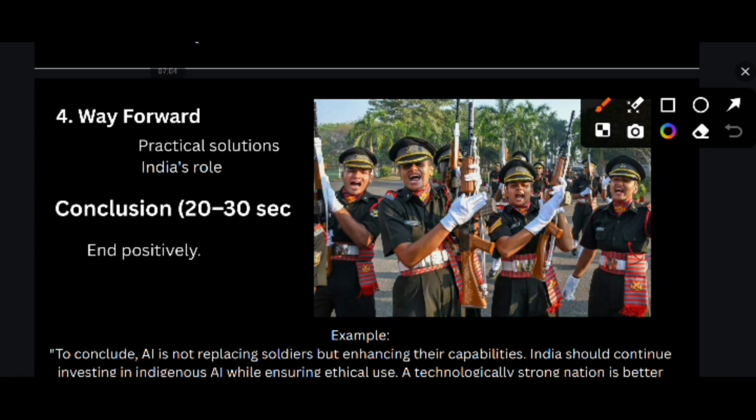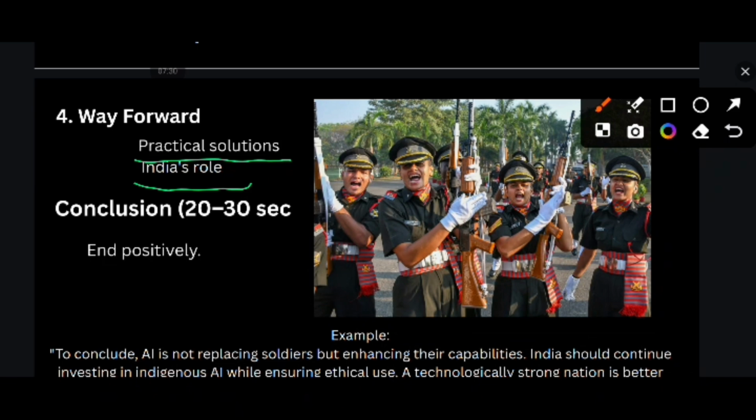And in the way forward, you have to tell about the solution, right? What are the practical solutions for the good use of artificial intelligence, and what is India's role in artificial intelligence. Whatever your topic is, you have to give the solutions, and you have to look way forward about your topic.